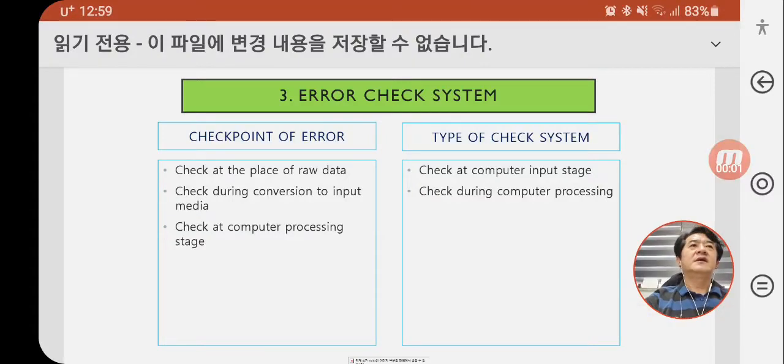Let's study about error check systems. First, the error checking method: error check at the place where raw data occurred. This method has been adopted in loss of original slip and in experience in manipulating documents.